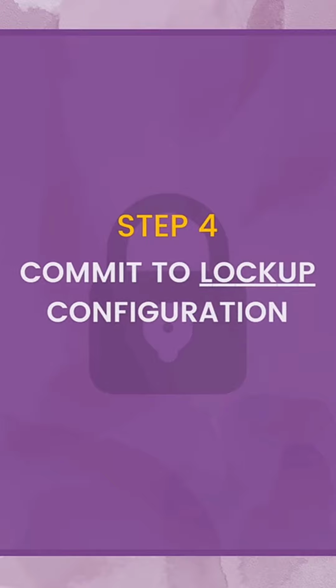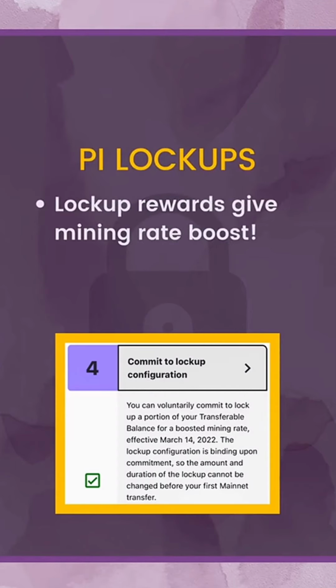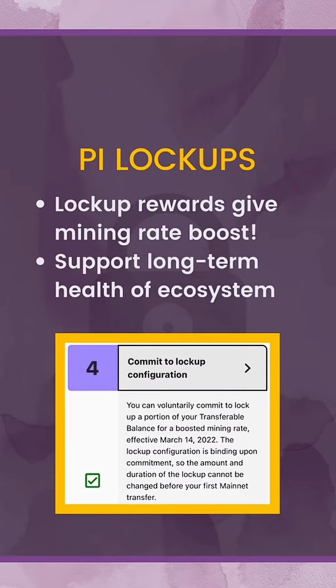Step 4. Commit to lockup configuration. By committing to a binding Pi lockup setting, you can start mining at a higher rate, and the higher the percentage of your total Pi you choose for your lockup settings, the higher your lockup mining reward will be. The lockup reward is meant to support a healthy and smooth ecosystem and incentivize long-term engagement with the network, while the network is bootstrapping the ecosystem and creating demands.